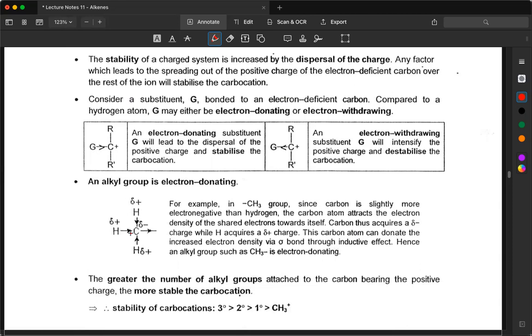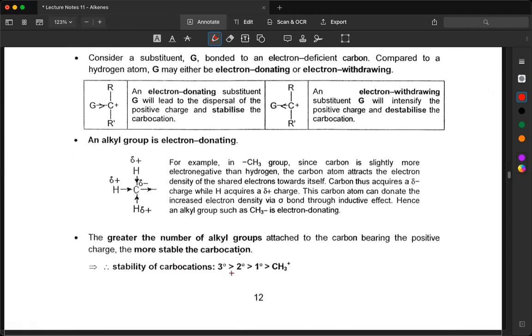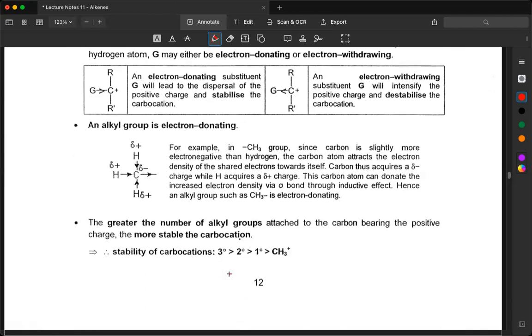Because of the high electron density, it can actually donate, okay, through the sigma bond here, okay, to stabilize this carbocation, okay? So with more alkyl groups, the more stable the carbocation. So the tertiary carbocation is the most stable.